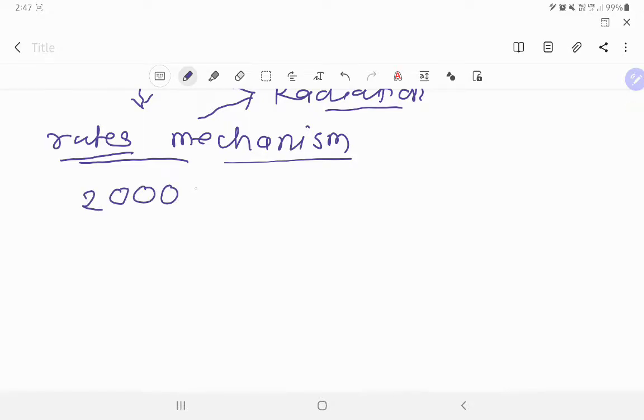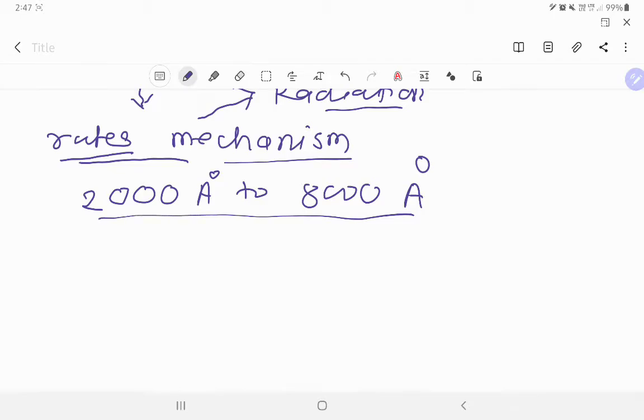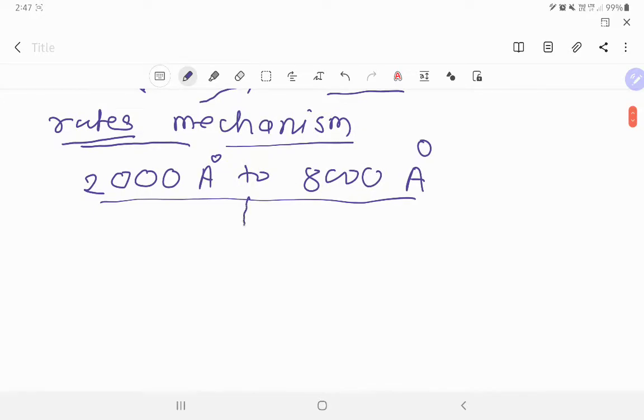Generally, photochemistry studies the reactions that take place in the presence of light radiations from 2000 angstrom to 8000 angstrom, generally the UV visible range. All types of chemical reactions, for example substitution reaction, elimination reaction, decomposition reaction, synthesis reaction, all reactions are involved in photochemistry.